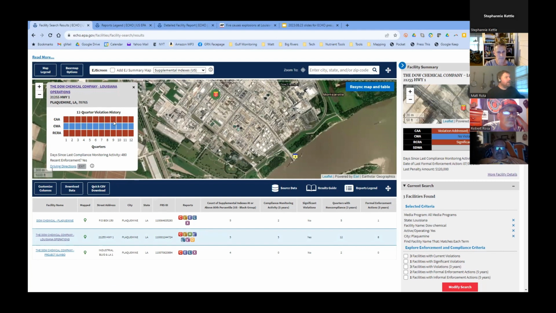And right here, you can see red is out of compliance, blue is in compliance. So you can see for the past 12 quarters, they've been out of compliance for their Clean Air Act permit. And for the past 12 quarters, they have been out of compliance for that RCRA, that's their solid waste permit. So like, okay, these are the guys that just blew up. And so this gives you a little snapshot, but you can dig in so much deeper with this.